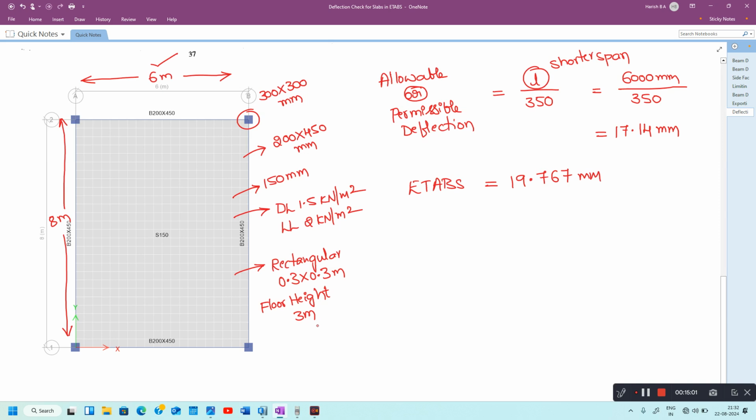ETABS deflection is nothing but your actual deflection. So in this case, the actual deflection is more than your allowable deflection.